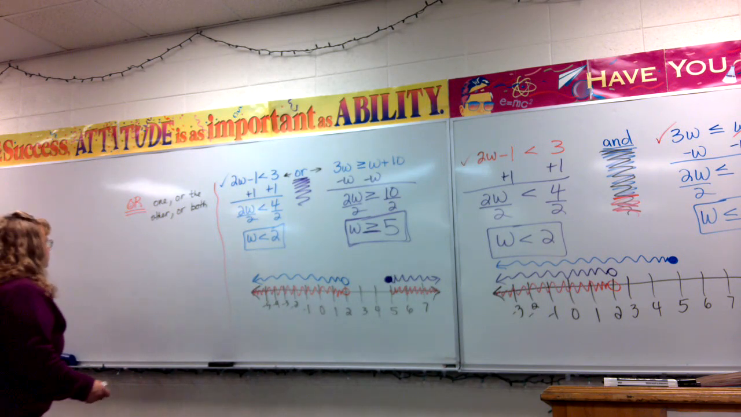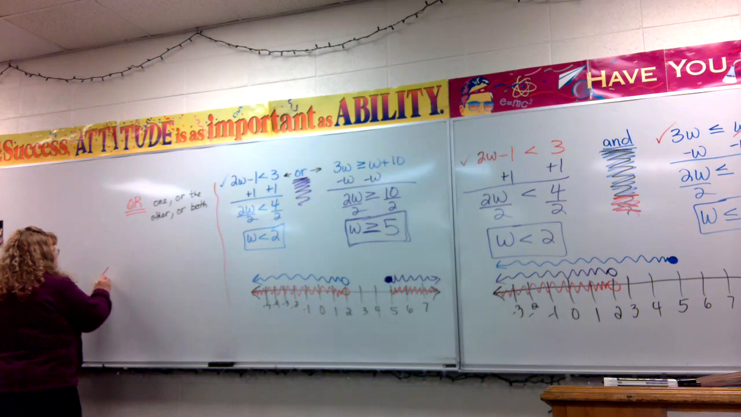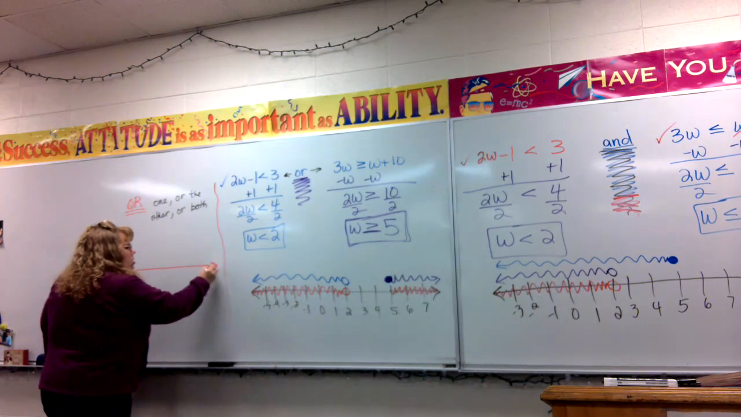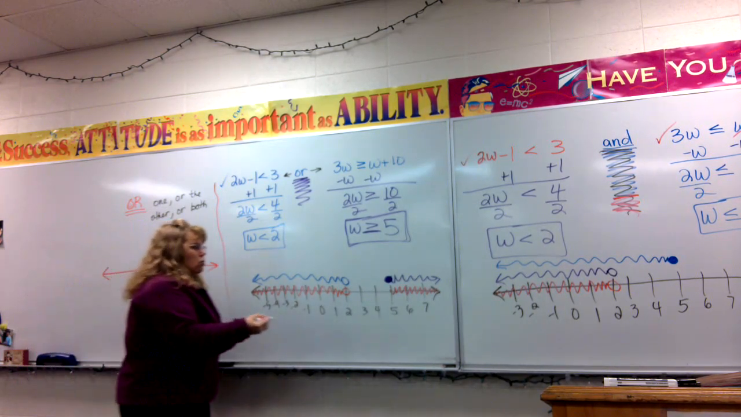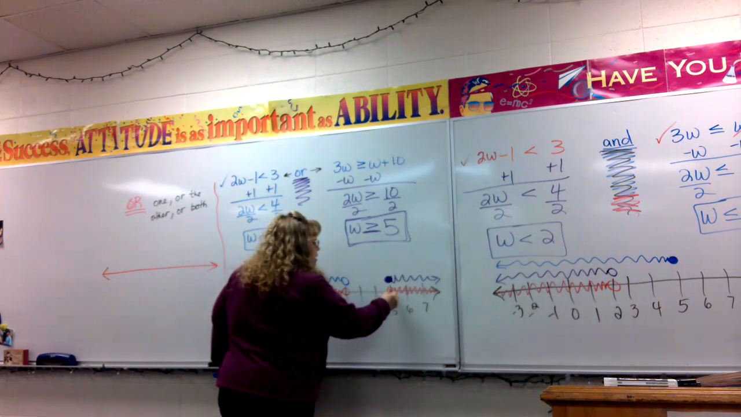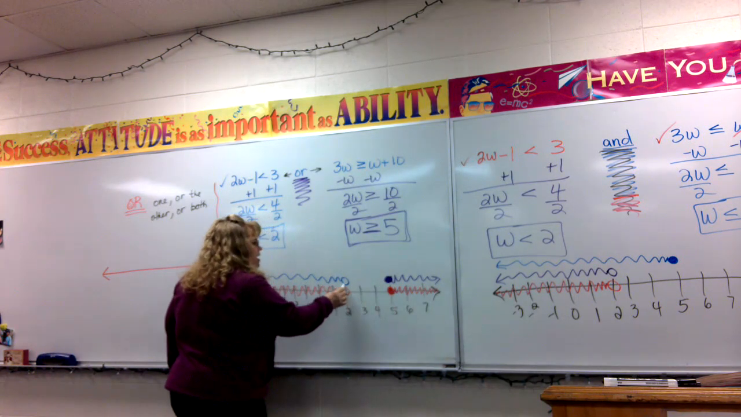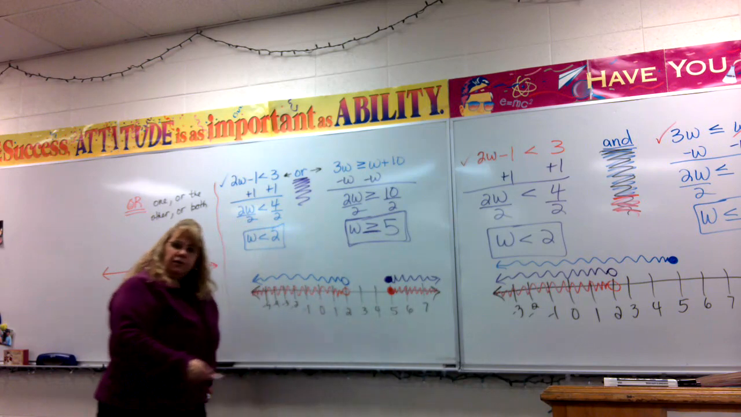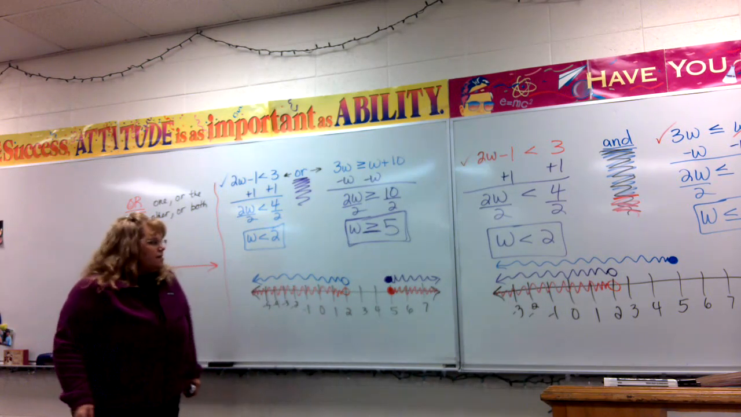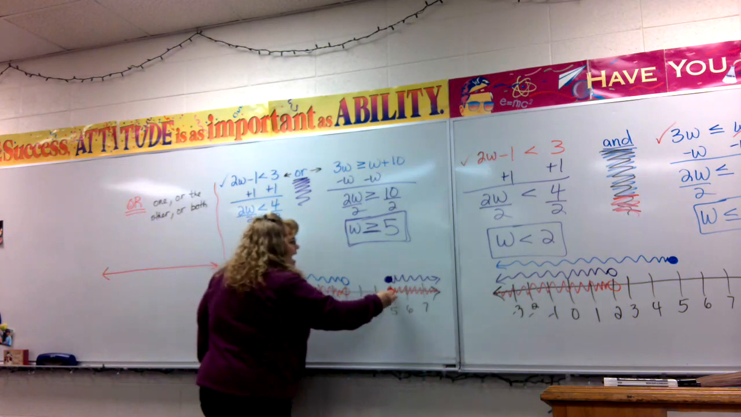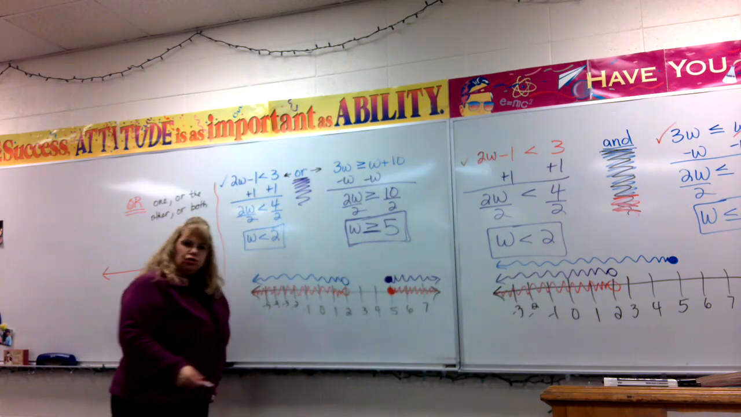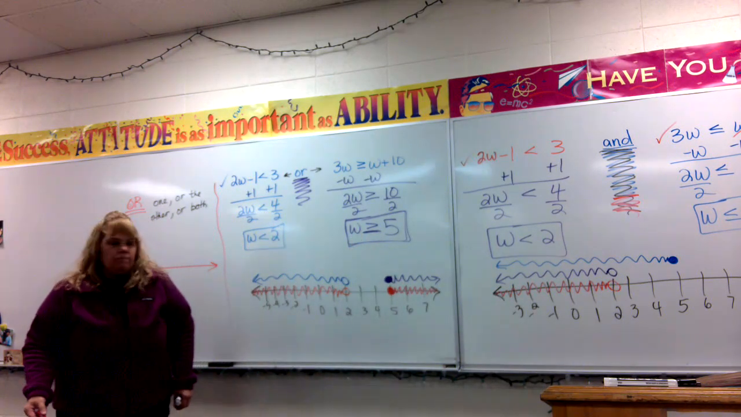So does it matter what type of circle you put for the answers? Yes, it does. Oh, right here I put no circle. It should be whatever is there. If it's colored in, color it in. If it's open, then leave it open. Because this means 5 is included. You could choose 5 and it would work.